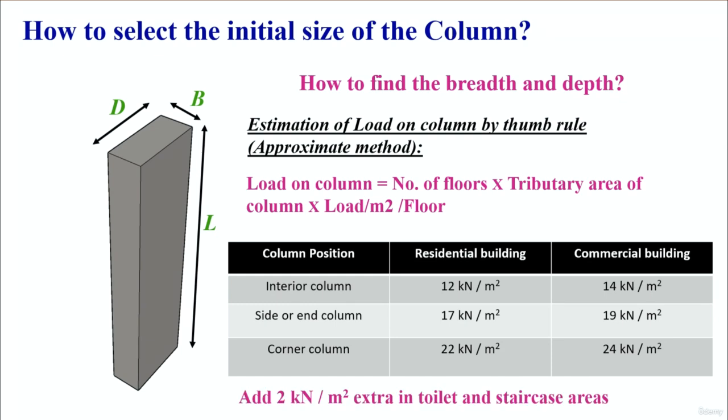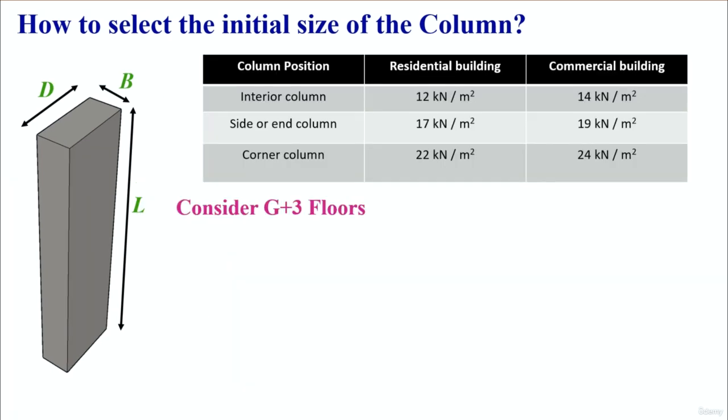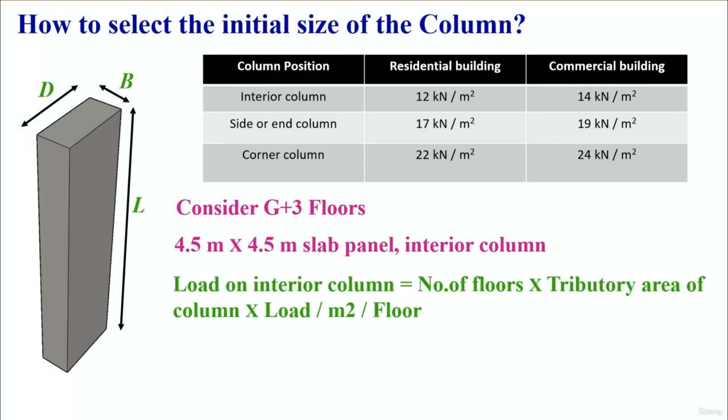In addition to that, add 2 kilonewton per meter squared extra in toilet and staircase areas. So while calculating the load, we have to add 2 kilonewton per meter squared extra in toilet and staircase areas. For an example, consider G plus 3 floors. That means overall 4 floors. The slab panel is 4.5 meter by 4.5 meter. Interior column. Load on interior column we are going to calculate now, which is equal to number of floors multiplied by tributary area of column multiplied by load per meter squared per floor.